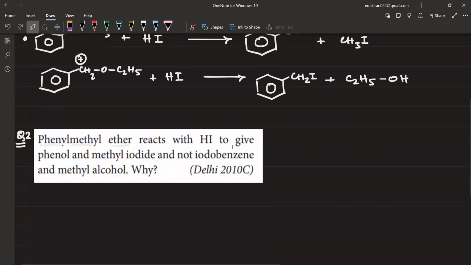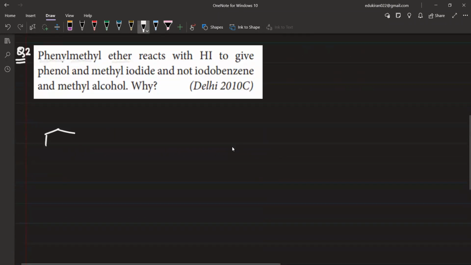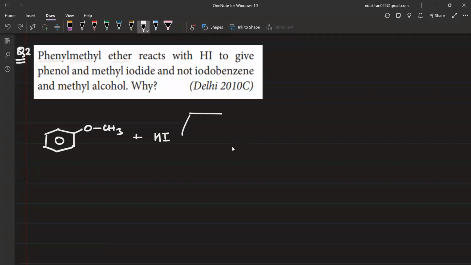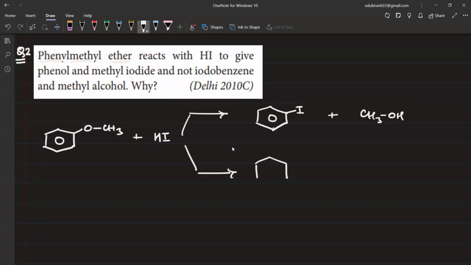They're saying phenyl methyl ether reacts with HI. So we have phenyl methyl ether. It reacts with HI. Now there are two possible products. You can either make iodobenzene and methanol, or we can make what? We can make a phenol and iodomethane.